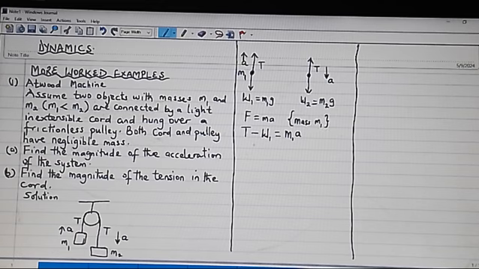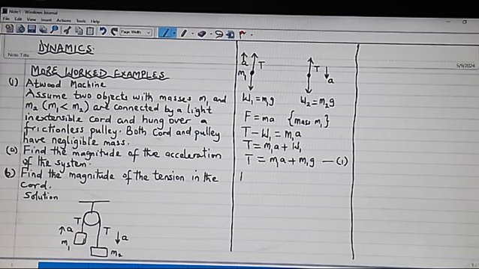In this case, our tension will be equal to M1A plus W1. W1 is M1 times G, so our tension is M1A plus M1G. This is plus, because when it crosses the equality sign it becomes positive. Now let's call this one equation 1, because we'll make reference to this equation later.